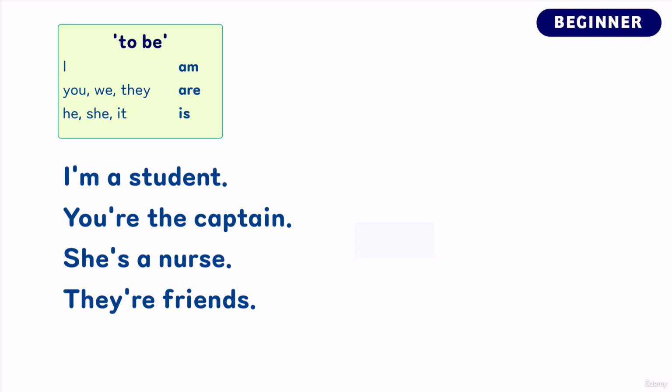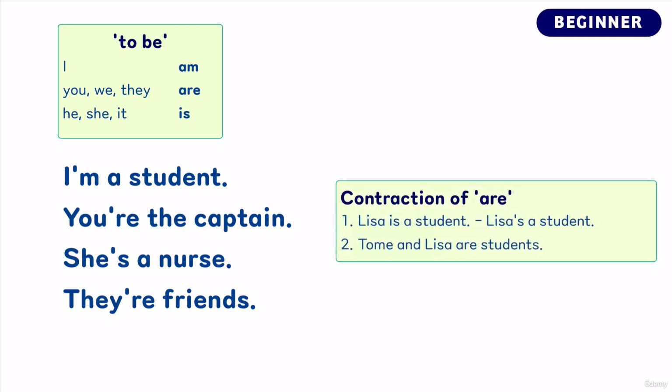One important point to note with contractions is that we cannot contract are with general nouns. So although we can contract Lisa and is and say Lisa's a student, we cannot contract Tom and Lisa with are. We can only say Tom and Lisa are students. So do keep that in mind.